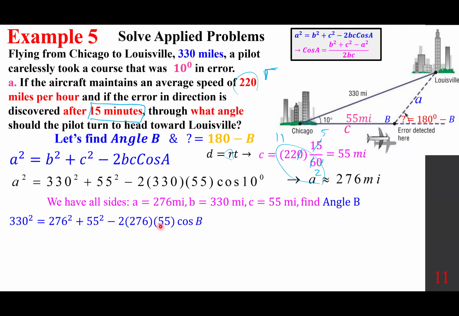So you solve for cosine B by putting everything into a calculator. You end up with negative 0.978. B is cosine inverse of this number, about 168 degrees. So if B is 168 degrees, what we are looking for is 180 minus that, which gives us 12 degrees.